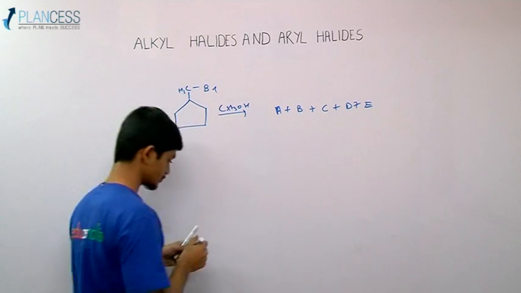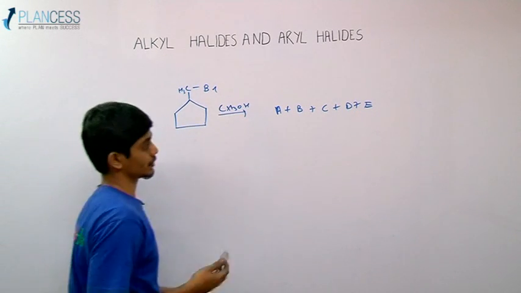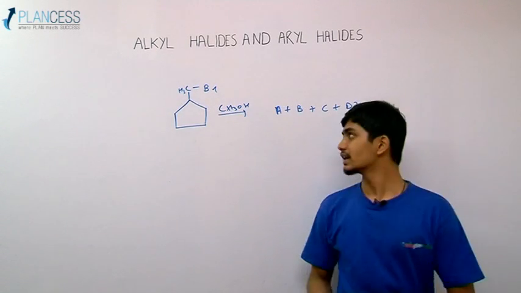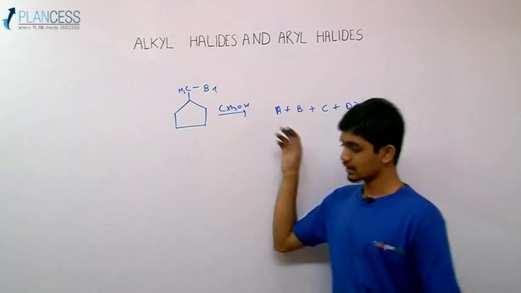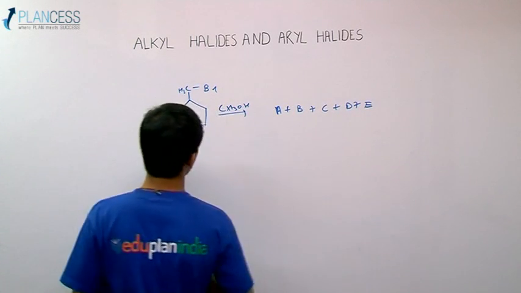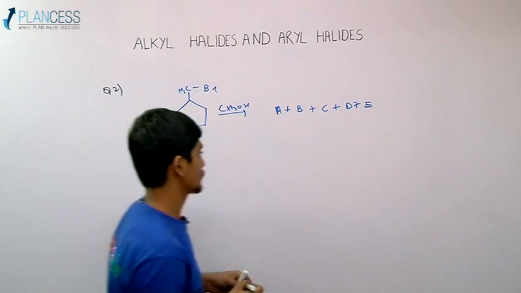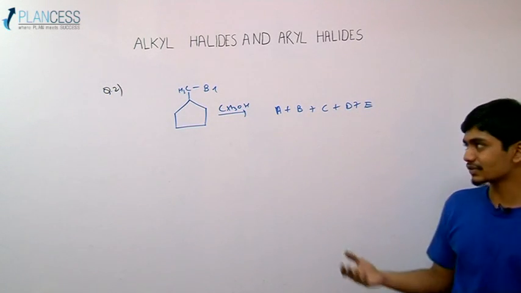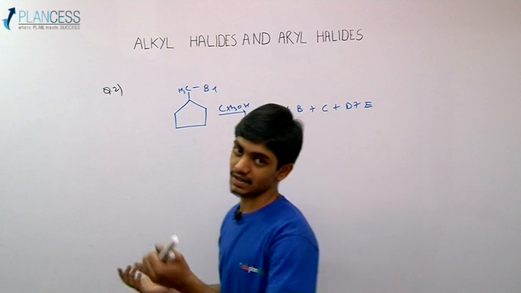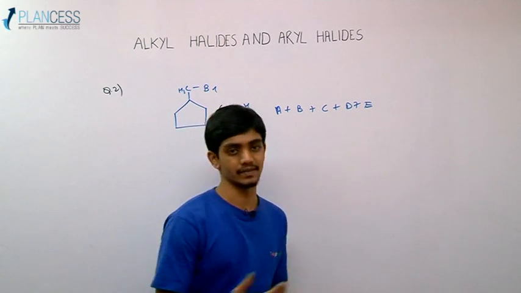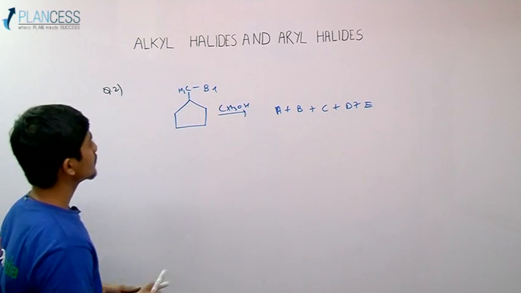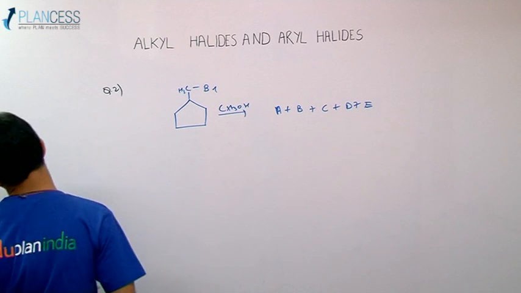Fine. Now we have quite a good number of products, that this reactant reacts with this reagent and gives us a good number of products. So obviously the question is to identify A, B, C and D and explain their mechanisms. Fine. Let us see what are the possible reactions.